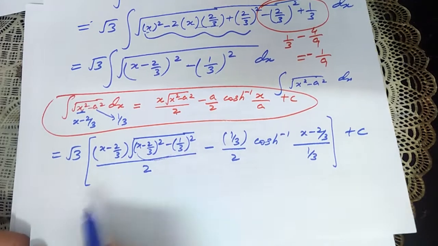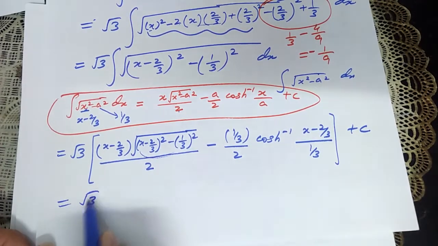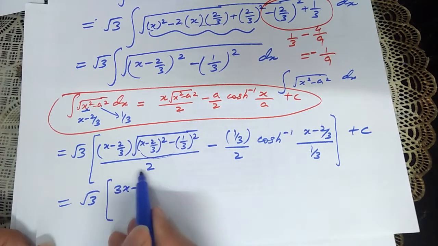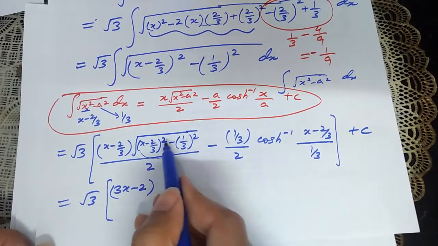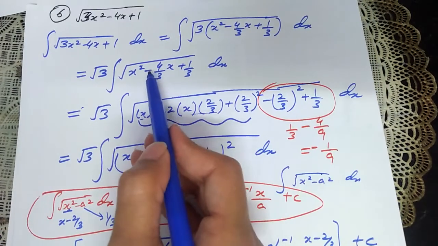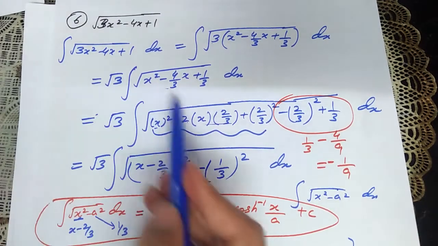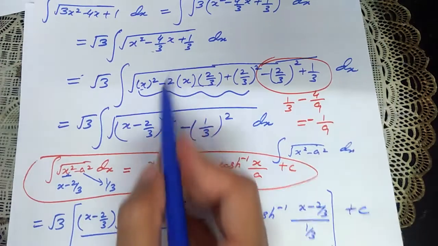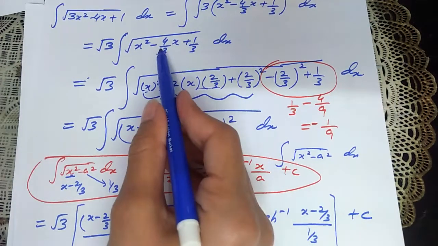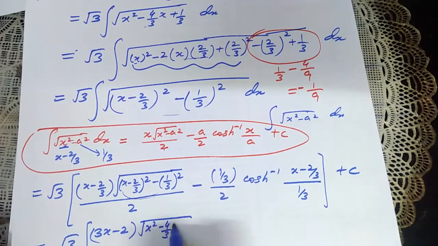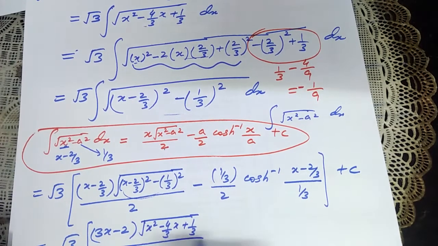After simplification of these terms, I will get under root 3. This will be 3x minus 2, and this denominator 3 will come down. And you know how you made it from this integral, this one. It is the same thing, you just changed it into this. After opening this, you will get back the same thing, this one. So you can just replace this under root with this under root. So it will become simply x square minus 4 over 3x plus 1 over 3, divided by 6.